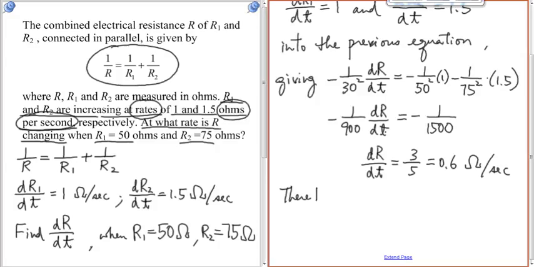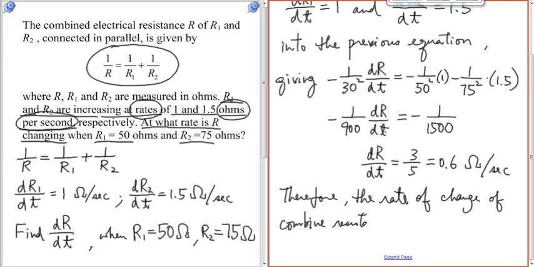Therefore, the rate of change of the combined resistance R is 0.6 ohms per second.